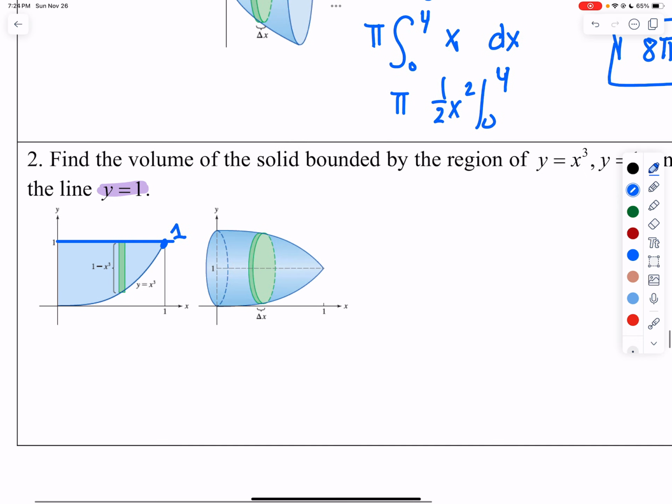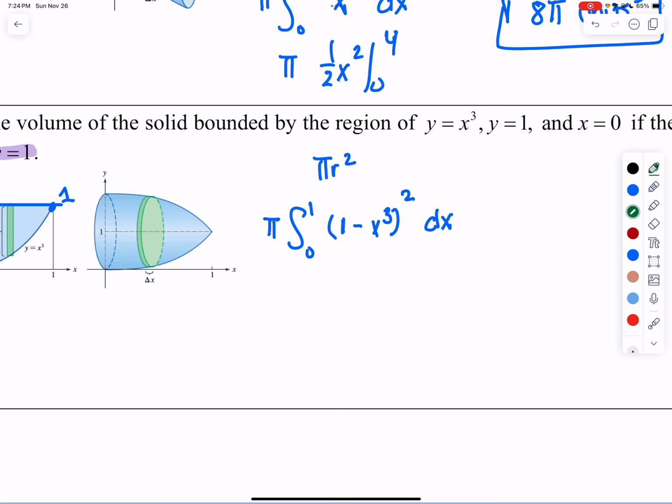Yay. So we have pi r squared. I have my bounds going from 0 to 1. And then we are going to do top minus bottom. So my top is 1. And then my bottom is going to be x cubed. That's going to be my radius. And then we have to do radius squared, dx. Don't forget about your pi. That's going to be your setup.